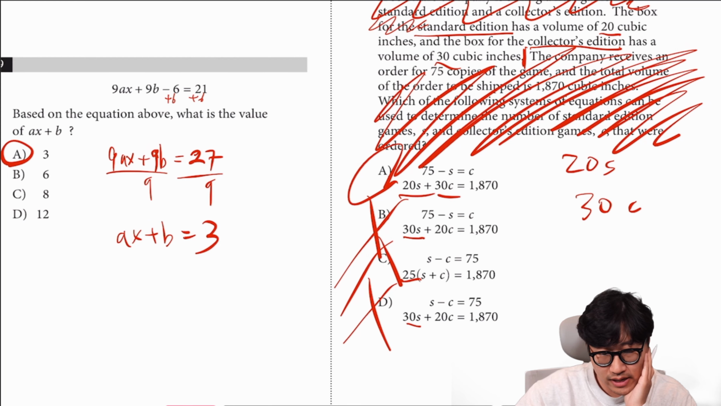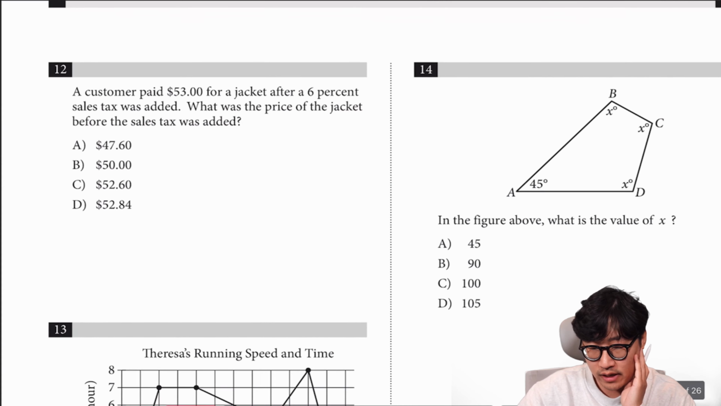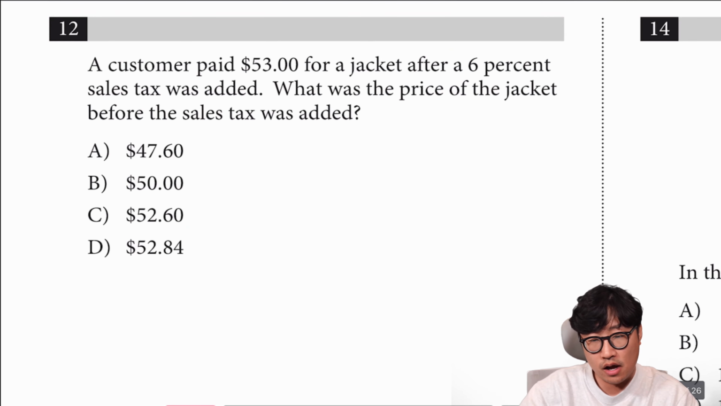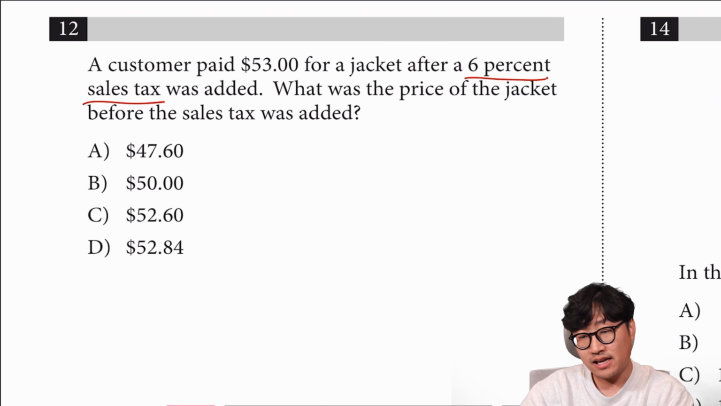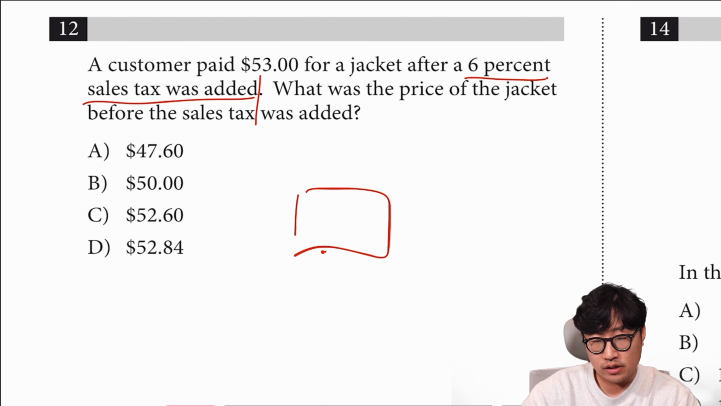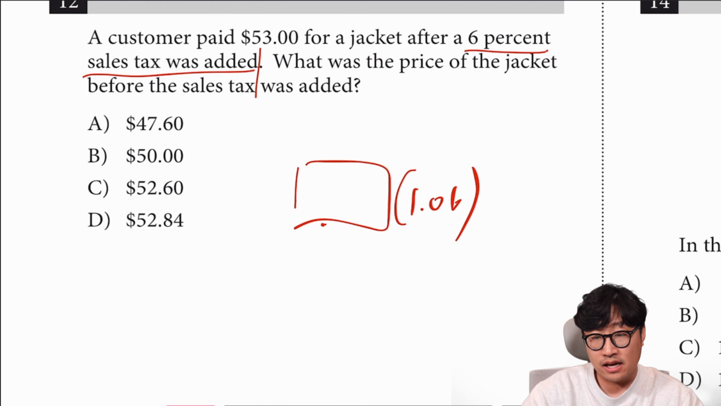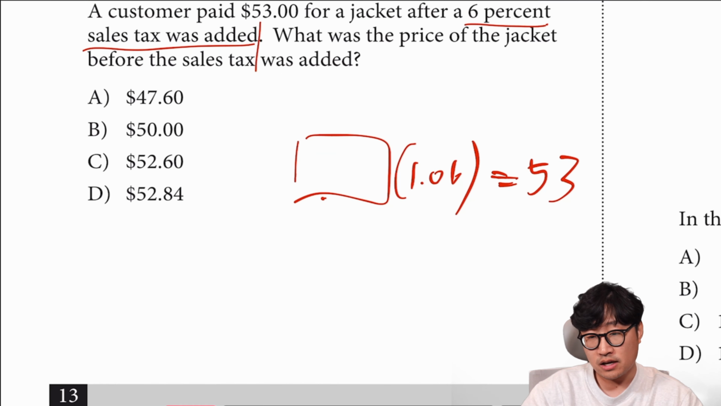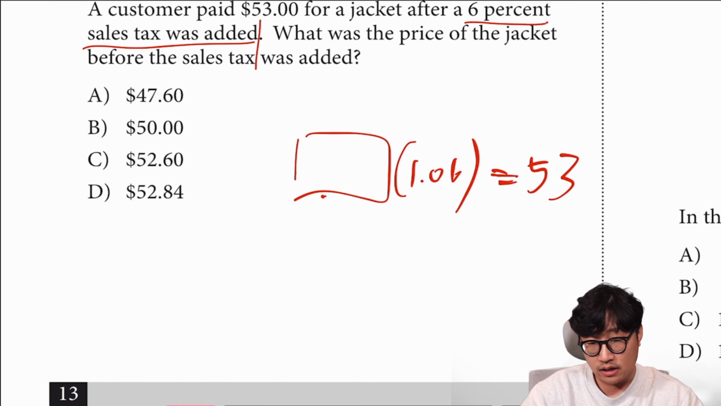All right, so now, next question, number 12. A customer paid $53 for a jacket after 6% sales tax was added. So whatever the price was, you multiply by 1.06 because you have to pay that extra 6% for tax, and after that, the customer paid $53. What was the price of the jacket before the tax was added? So it should have been a little bit cheaper than 53.